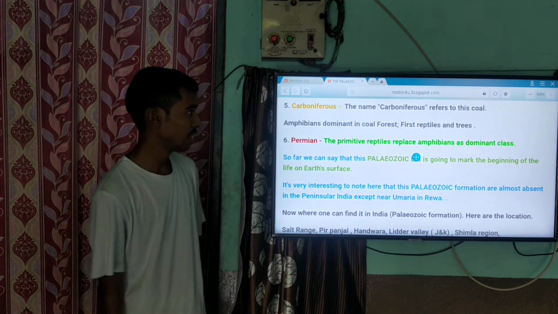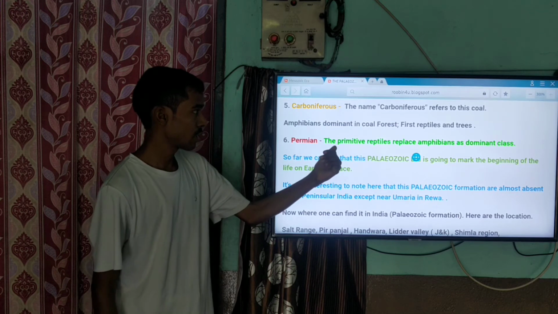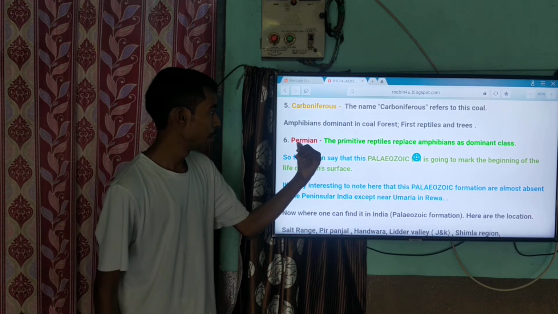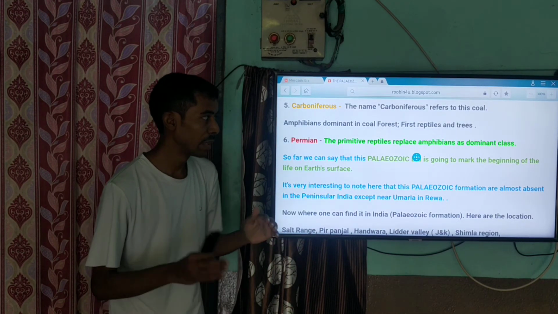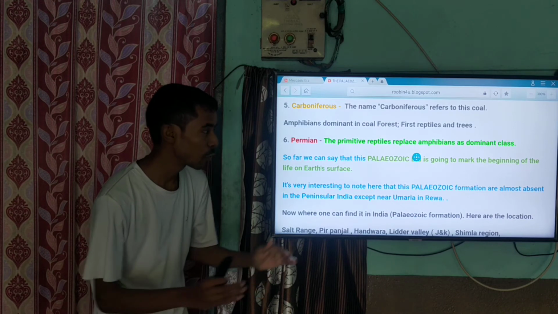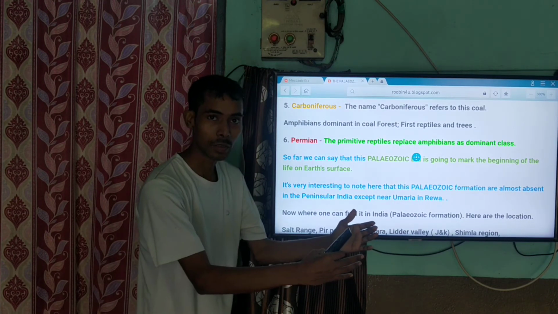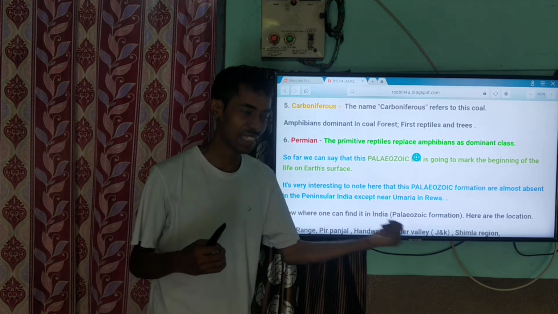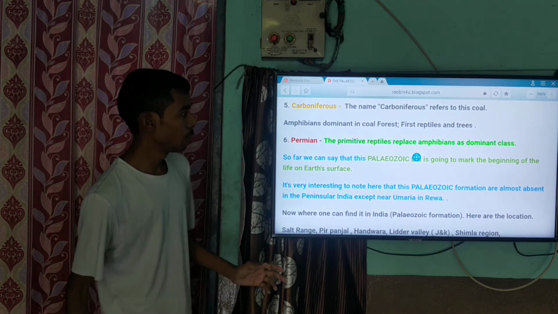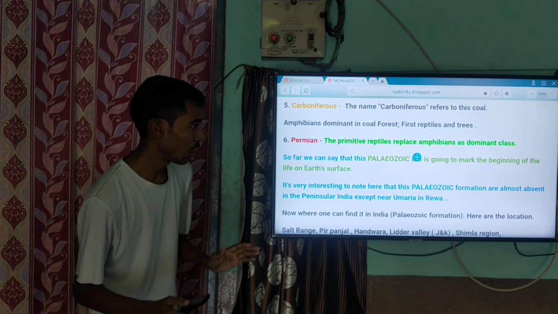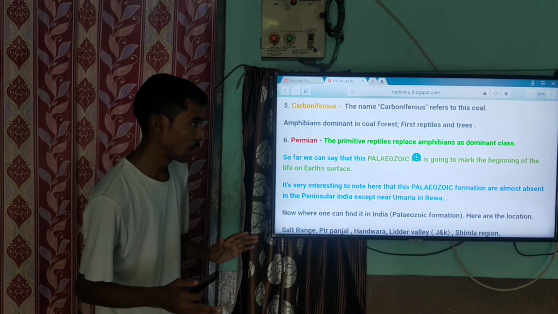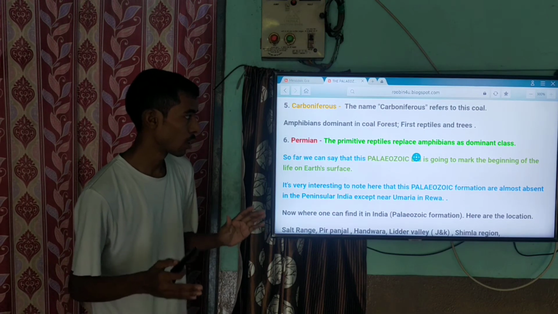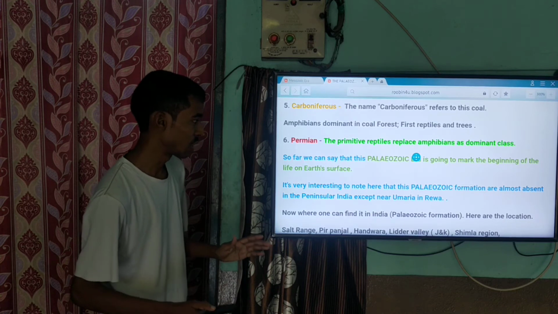See what happens here. In Permian, the primitive reptiles are going to dominate over whom? They are going to replace the amphibians. Now, so far we have seen all this. So now we should know where you are going to see all these locations.